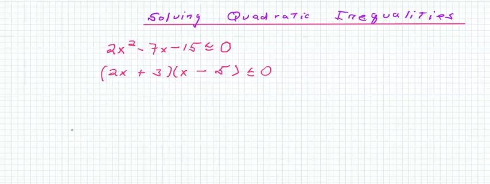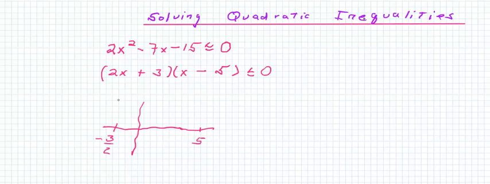Now, if we graph this, we have negative 3 halves, and positive 5. The graph opens up so it would look like this. Now, we want to be less than 0. We're talking about where is this graph, the y values, less than 0.